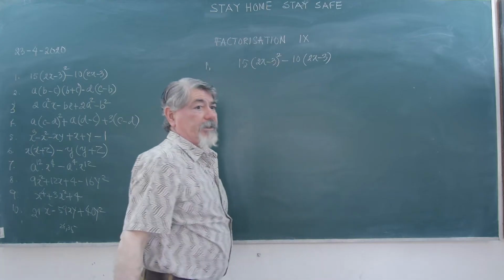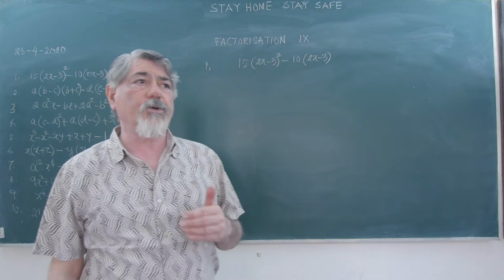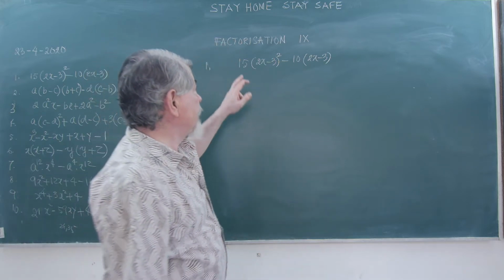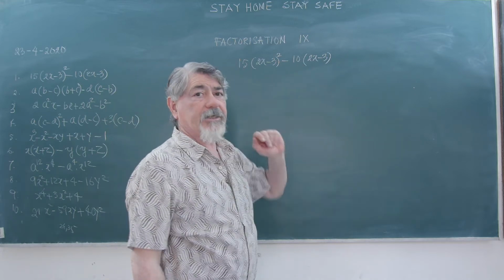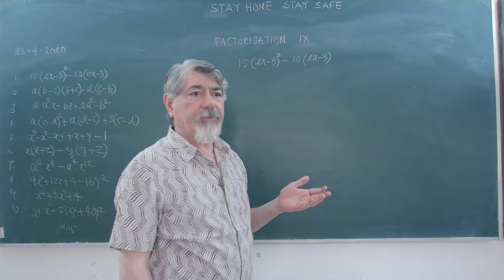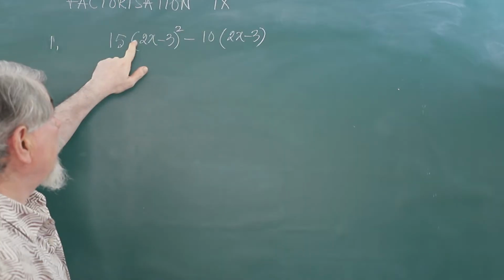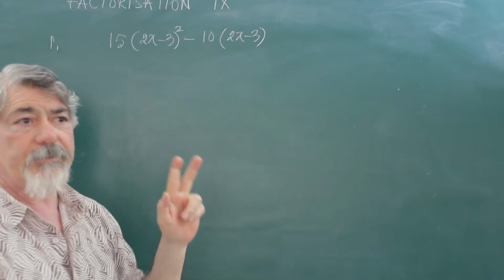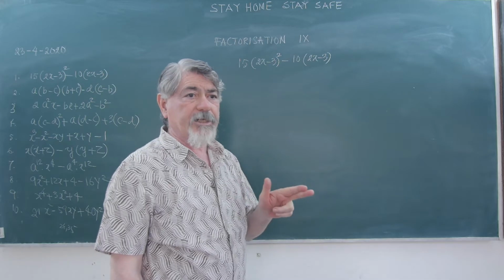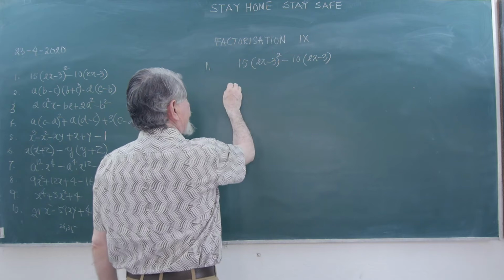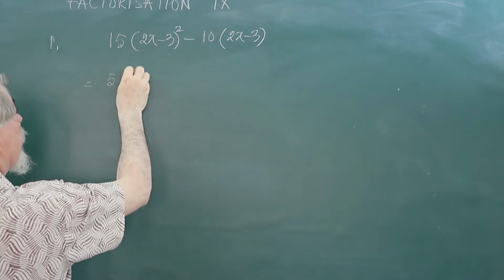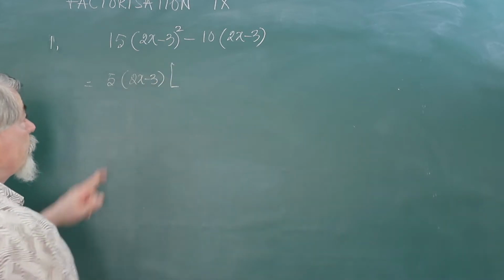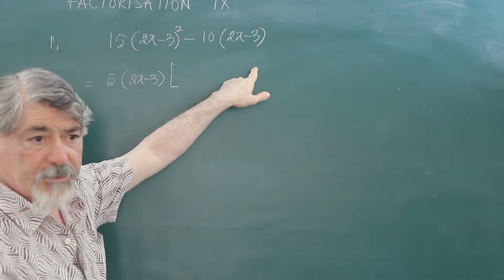We told you in the beginning the method is that first you look, is it possible to take out anything common? Now I can see out of 15 and 10 I can take out 5 common. The highest common factor is 5. It is (2x minus 3) whole square, it is (2x minus 3). So I can take out one (2x minus 3). So I'll take 5 common and also (2x minus 3) common, because that is present in both the terms.